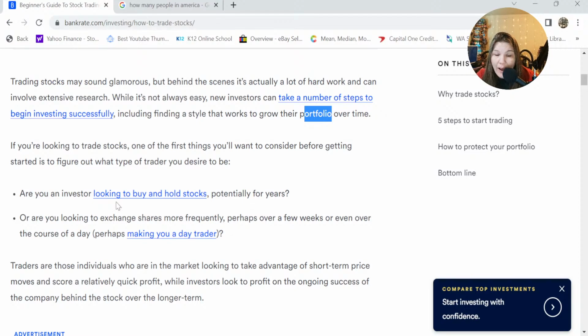So yes, I want to be an investor that looks to buy and hold stocks potentially for years. Are you going to exchange shares more frequently, perhaps over a few weeks or even the course of a day, making you a day trader? So when I went on TD Ameritrade, I tried to pretend. They give you a lot of fake money. I mean, it's fake money, guys. You could have $100,000 in fake money.